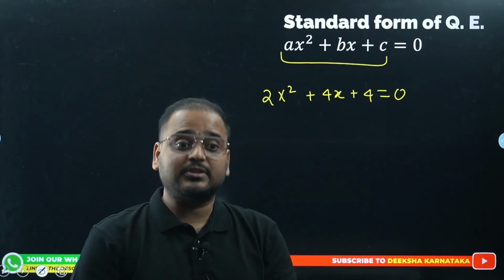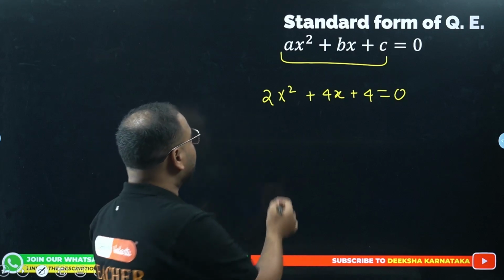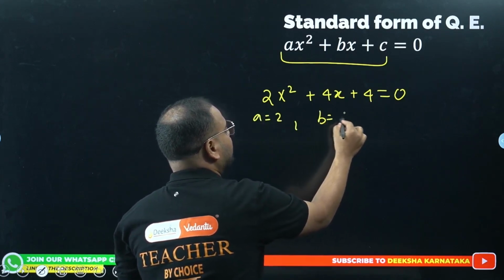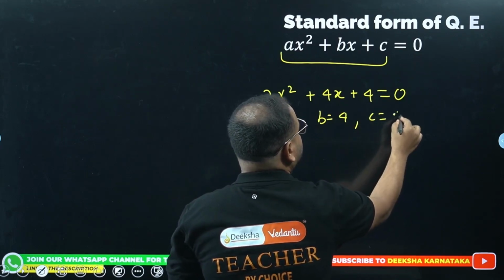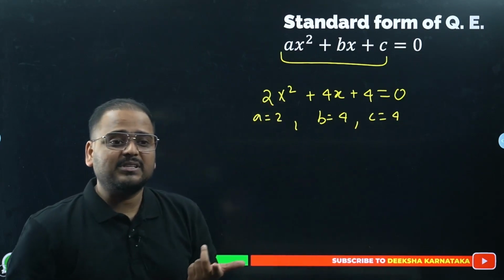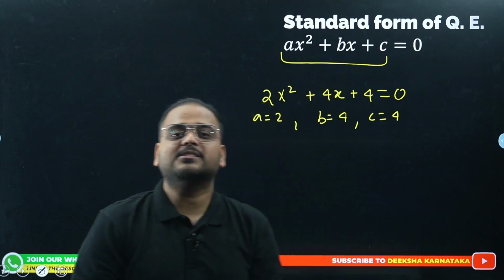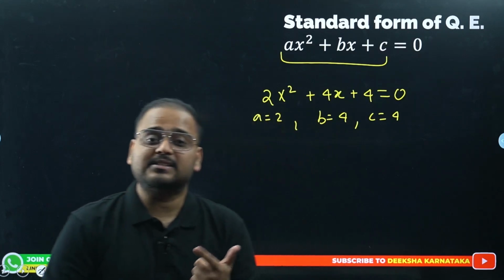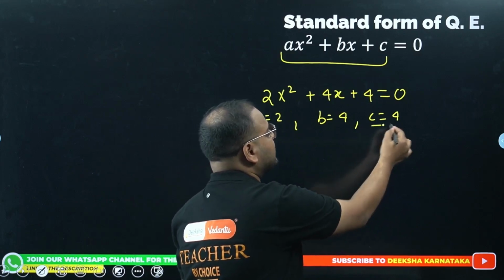Is it a quadratic equation? Yes, it is. So what is my A term here? My A term is 2, B is 4, and C is 4 again. What are ABC? We all know A is the coefficient of quadratic term, B is the coefficient of linear term, and C is just the constant term.